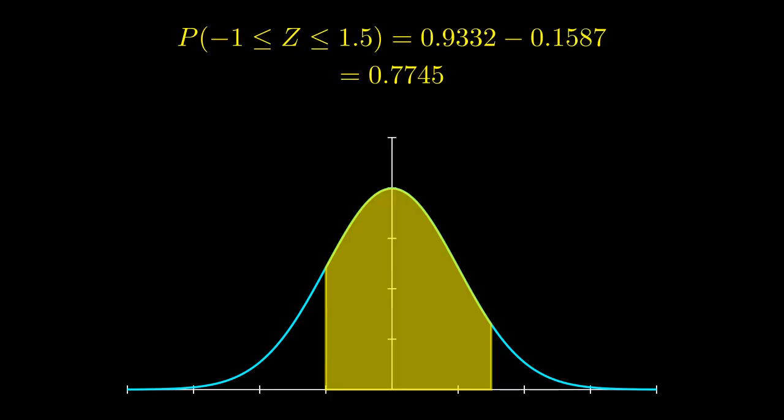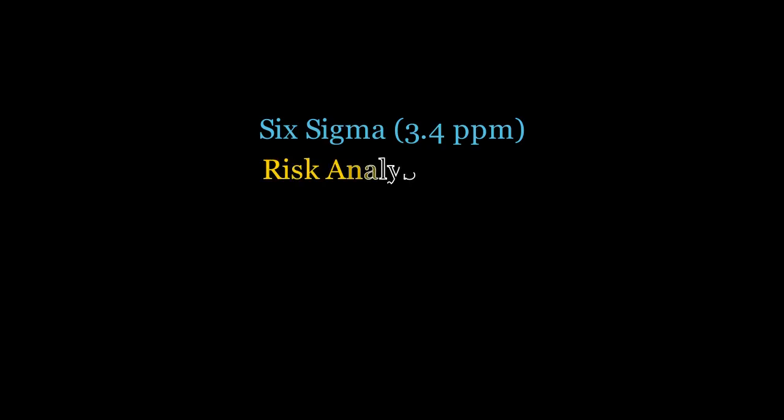In the real world, this is used in Six Sigma manufacturing to ensure that defects are kept to a minimum, less than 3.4 parts per million. Financial analysts use it to calculate value at risk, and psychologists use it to interpret IQ scores. Understanding this table is understanding the language of uncertainty and precision.